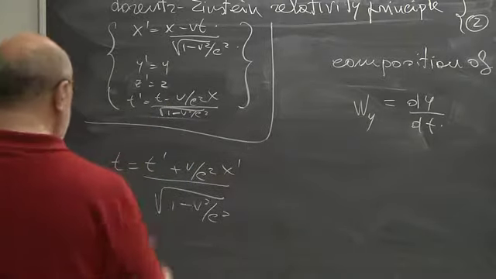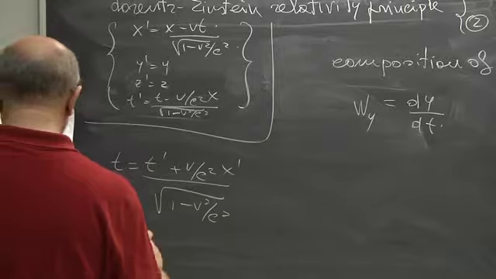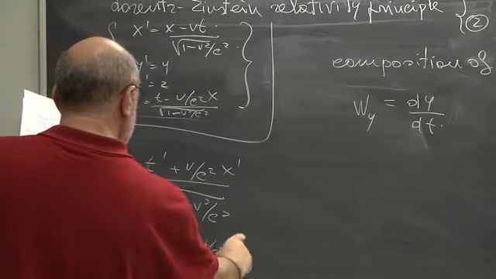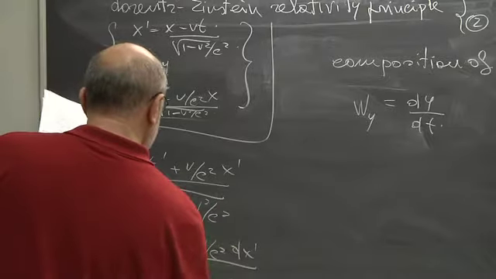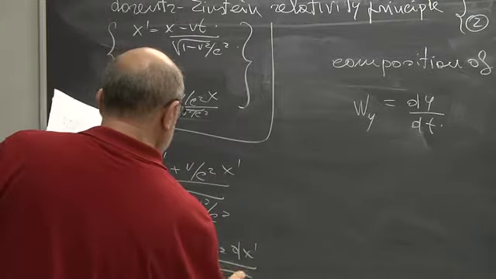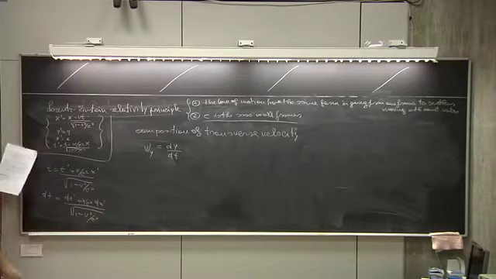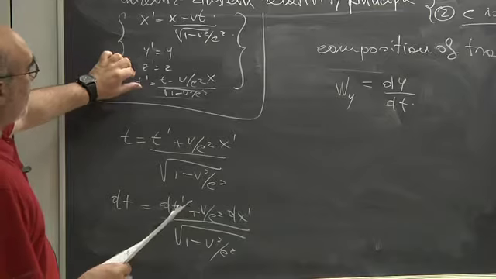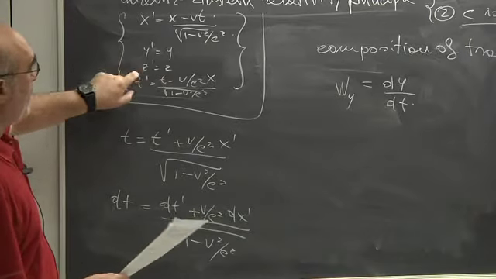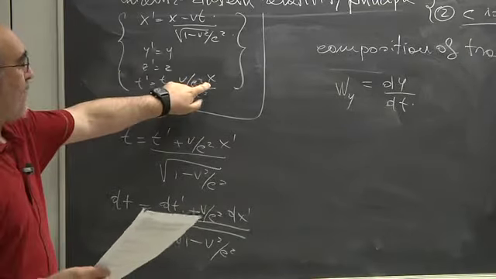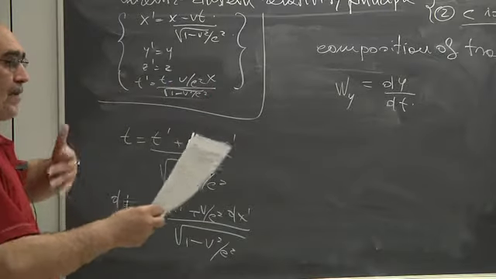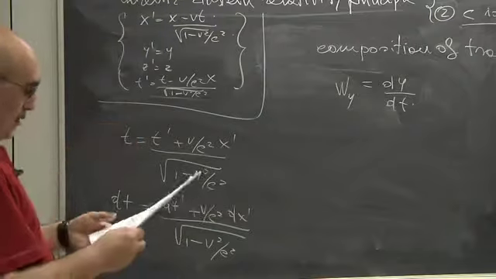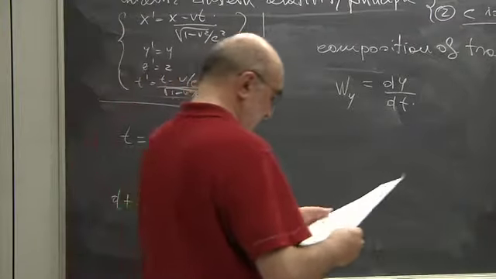Now let's take the differential, and we get dt equals (dt prime plus v over c squared dx prime) over the square root of 1 minus v squared over c squared. You see, from this transformation, you should notice that now time is not an absolute parameter anymore. It involves x. So basically, people talk about space-time transformation, because here space and time are mixed one with the other.